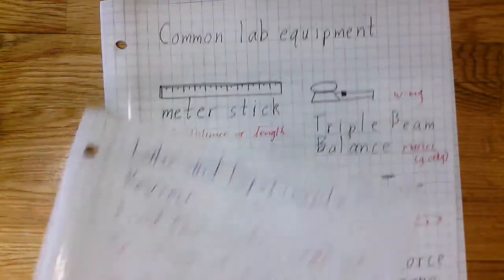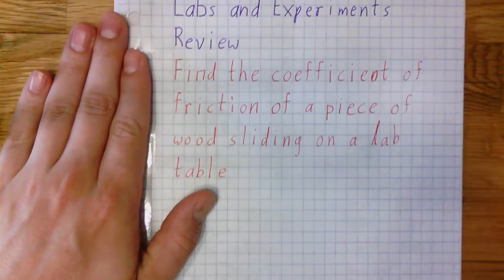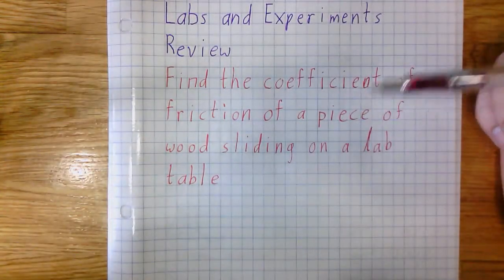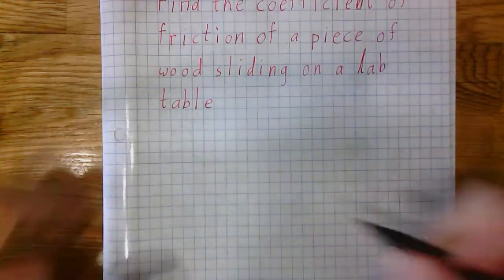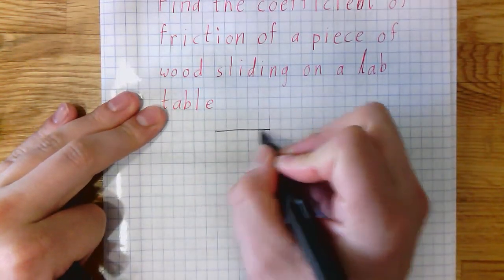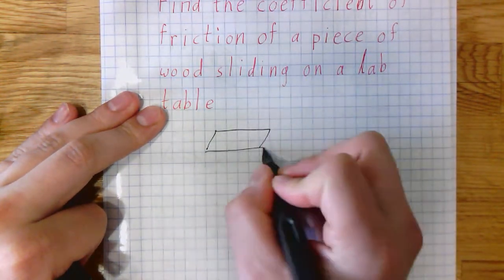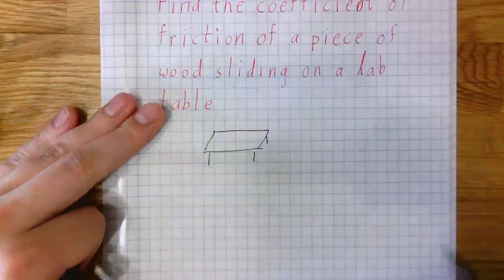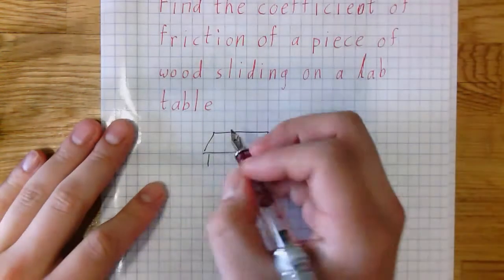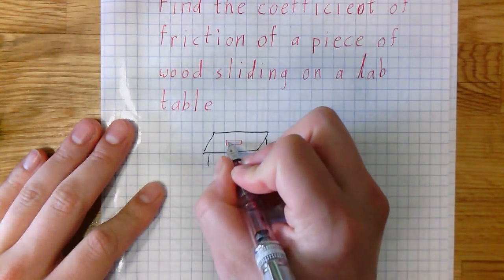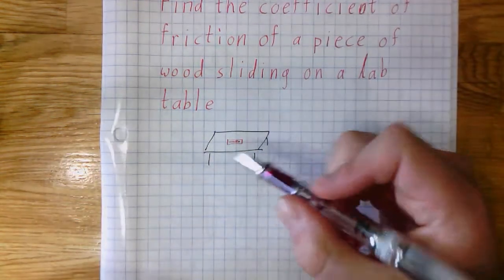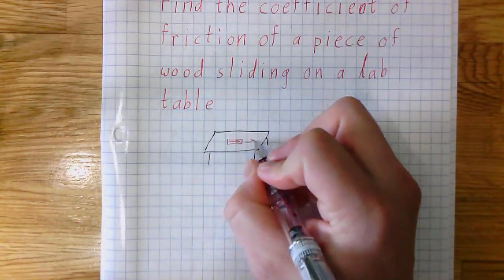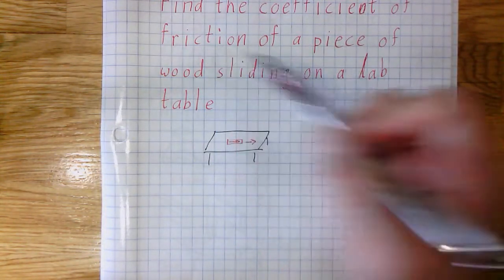Okay, cool. All right, so now let's go back to the question we're trying to answer in this video. We want to find the coefficient of friction for a piece of wood sliding on a lab table. So let's picture what we've got. We've got our lab table, and then we've got a little piece of wood on that, looks like a block. This thing's going to be sliding there, and we want to figure out the friction.